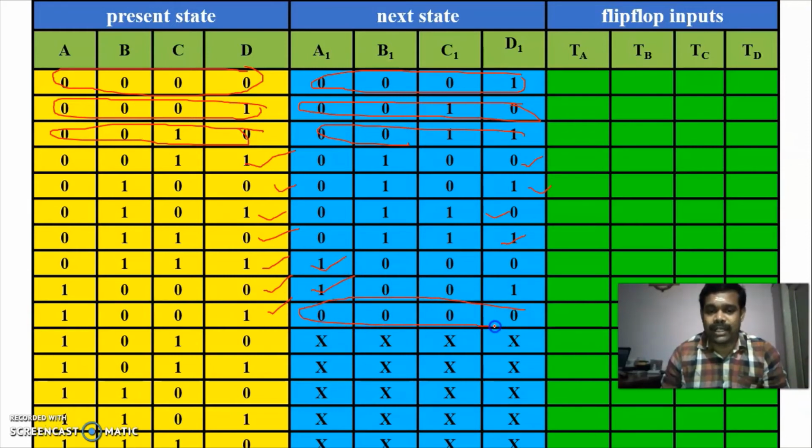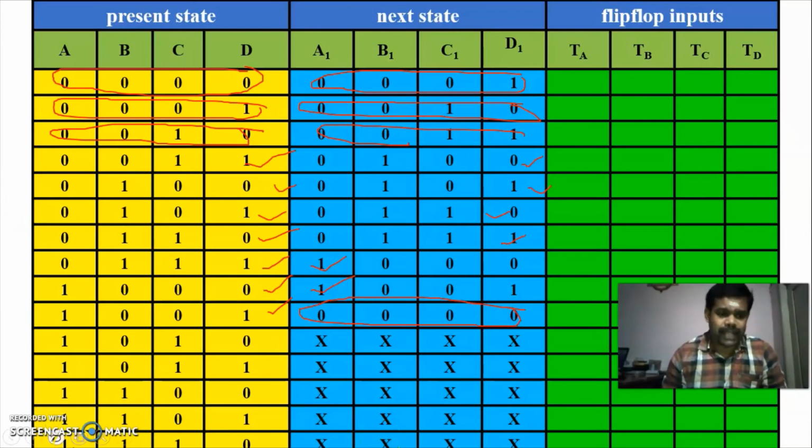This is mod 10 counter, and it will count from 0 to 9. So for 10, the next state is don't care. Similarly, for 11, it is don't care. For 12, it is don't care. For 13, it is don't care. And for 15, it is don't care.